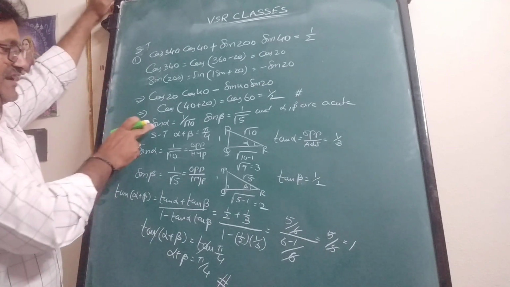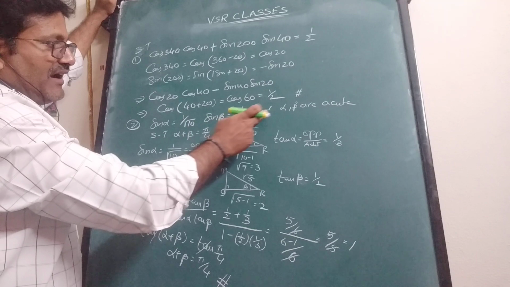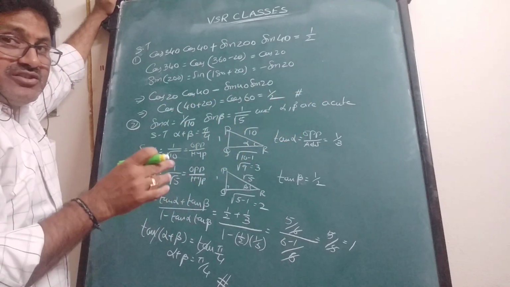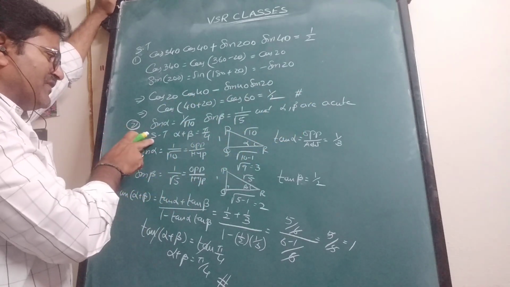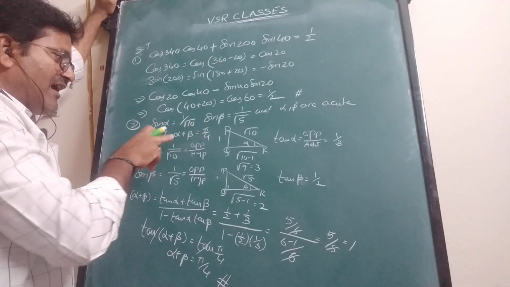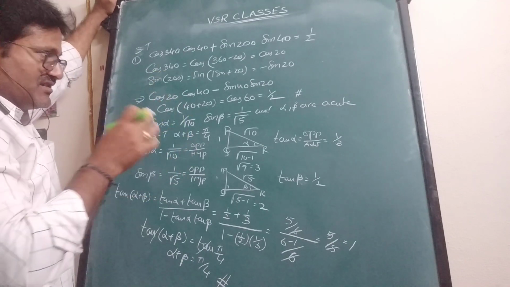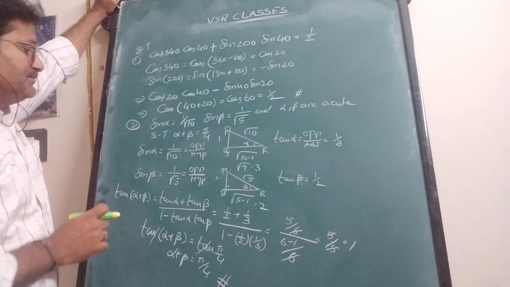Now it is given sin alpha is 1 by root 10 and sin beta is 1 by root 5, and alpha and beta are acute. Acute means it is in the first quadrant. Show that alpha plus beta is pi by 4, which means the sum of the angles is 45 degrees, so they are very small angles. It is in the first quadrant.